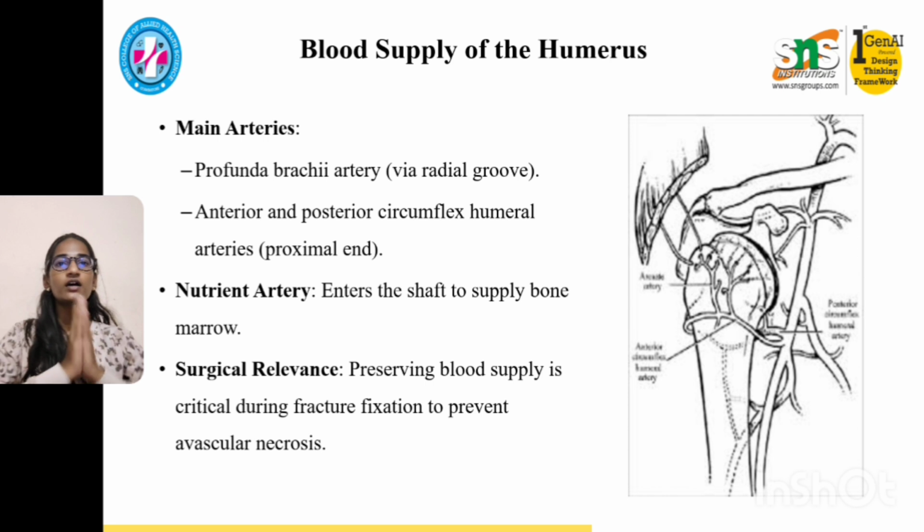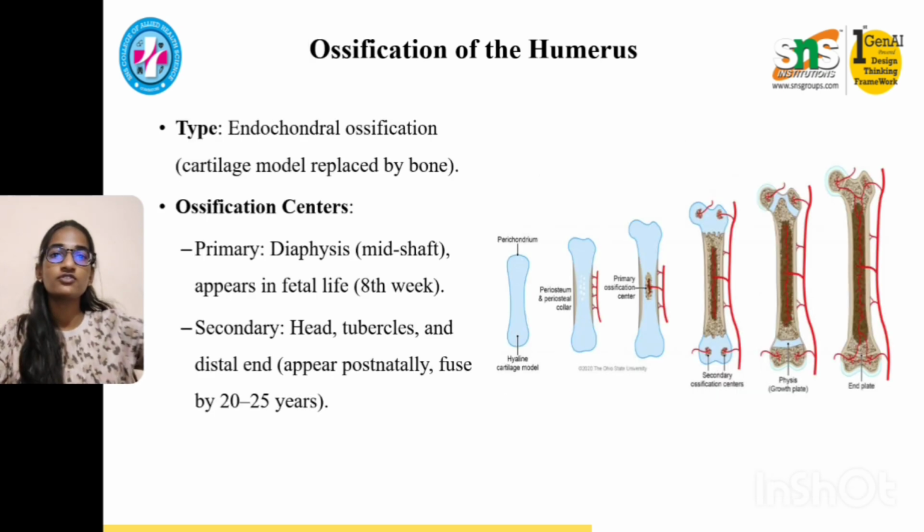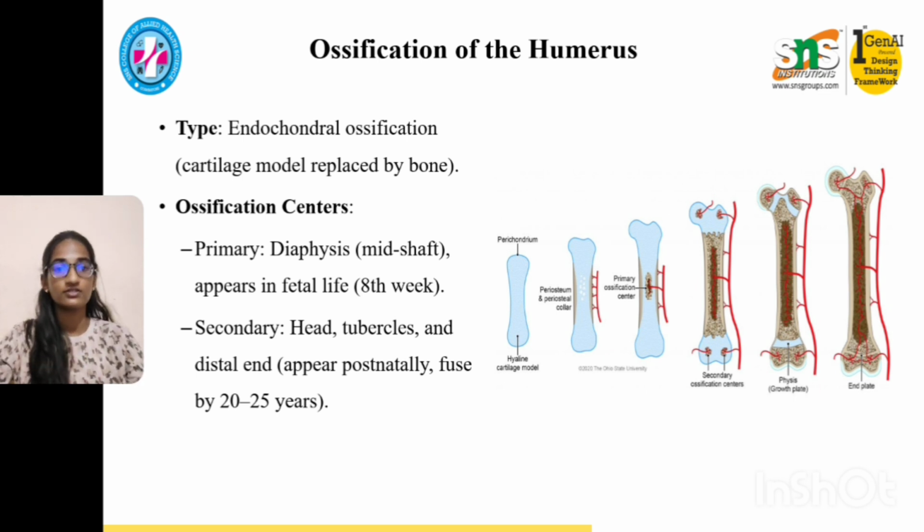In clinical note, I just want to say that the neck fracture can cut off the blood to the head, risking avascular necrosis, that is bone death. And in OT, the surgeons preserve these vessels during fixation. In ossification, I just want to say that the humerus forms via endochondral ossification. That means the bone is formed from a cartilage.